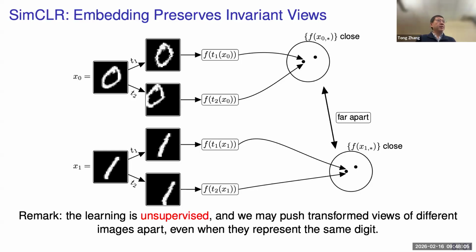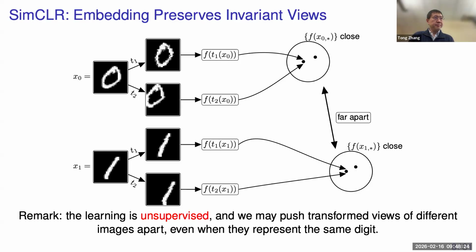Right. So this one is just what I already mentioned. First, this is unsupervised learning, right? We are pushing apart different views, even if they represent the same digit. Here I just wrote 0 and 1, but it could be two zeros. They are also pulled apart as long as they belong to different images.